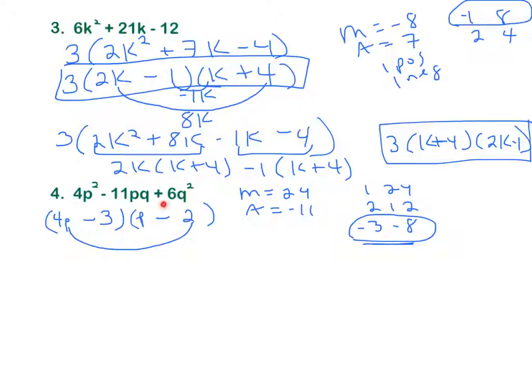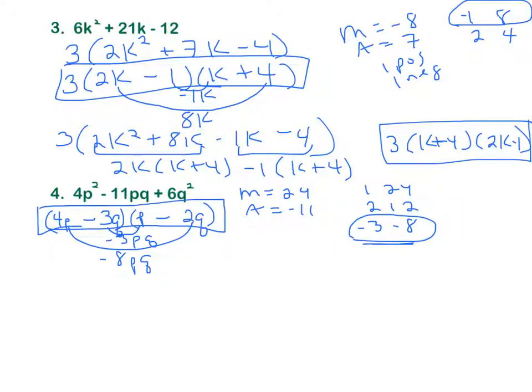But because I have this q over here, I'm going to have to add a q to both of those terms. So when I multiply the negative 3q times the negative 2q, I will get the 6q squared. And my 4p times negative 2q is going to give me negative 8pq. And the negative 3q times p will give me the negative 3pq, which will add to give me the negative 11pq. So this is going to be my factored form.